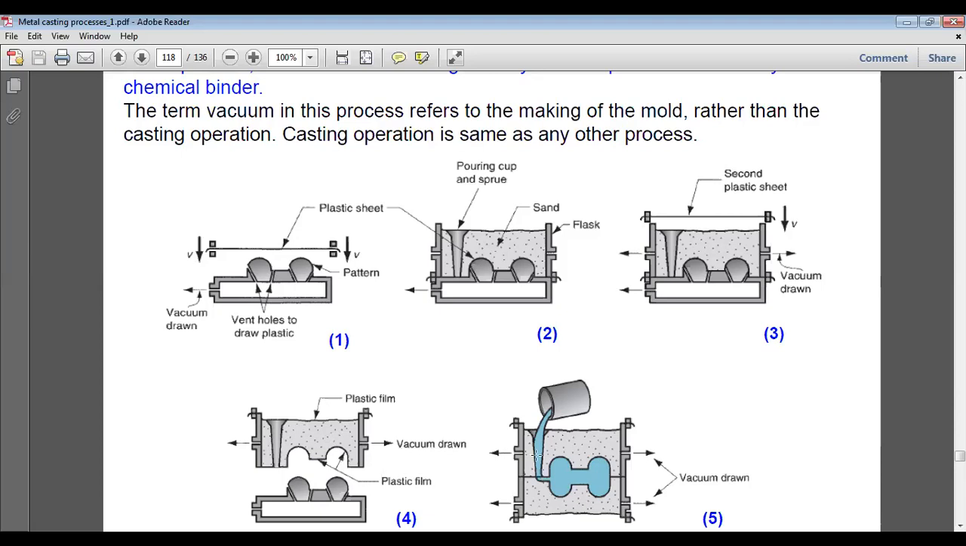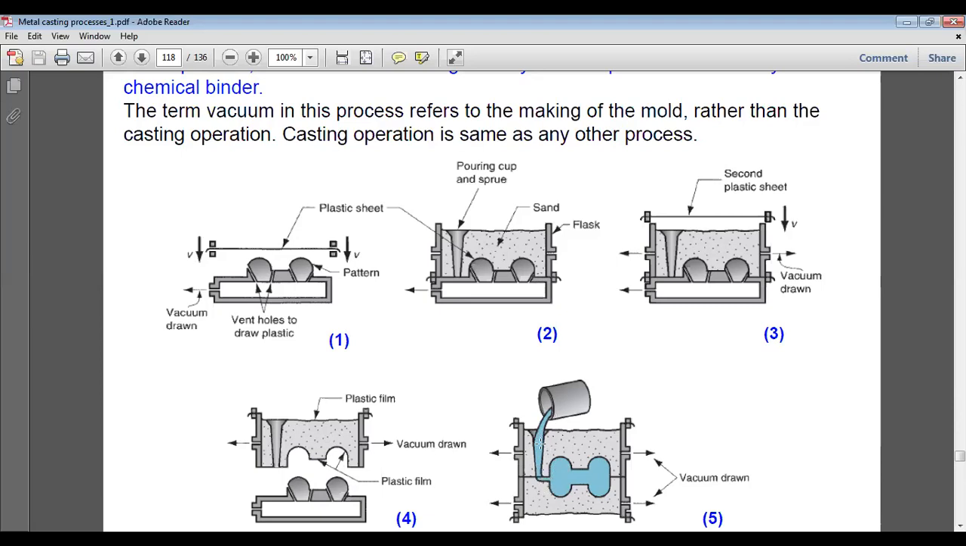So we can see here there are two types. One is cope, another is drag. So again the drag is prepared by applying the same methodology, same technique. So this way we produce two parts, cope and drag. This is cope and this is drag.